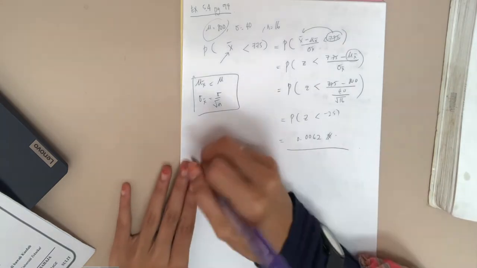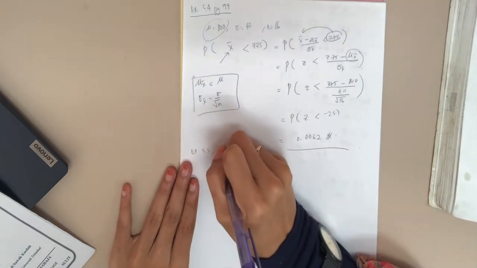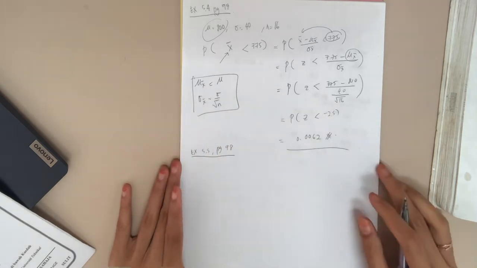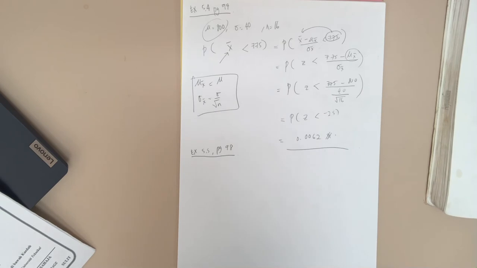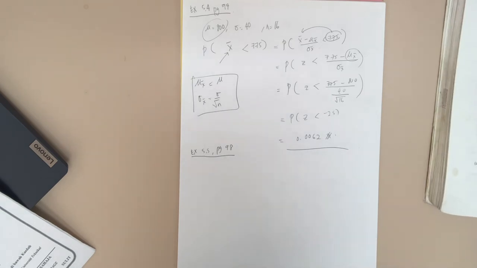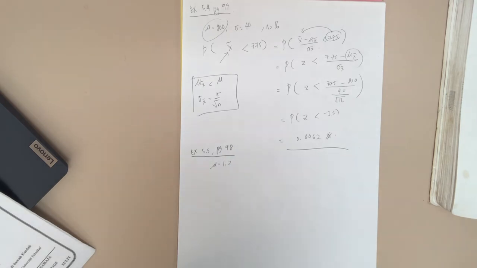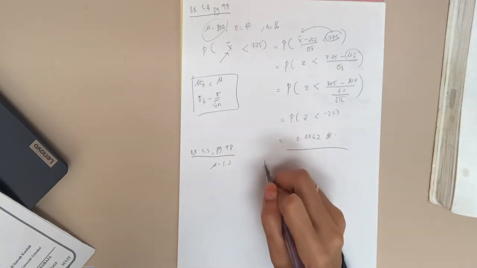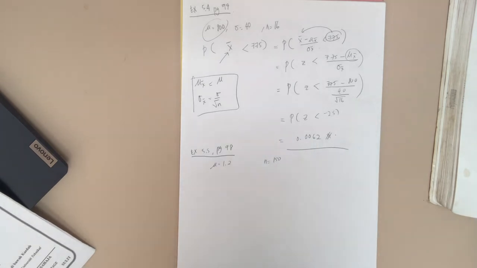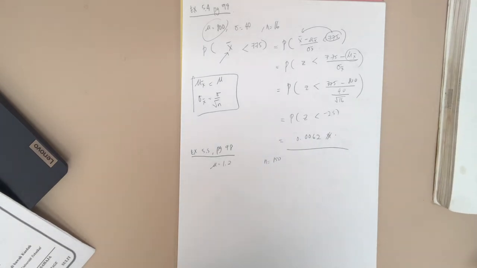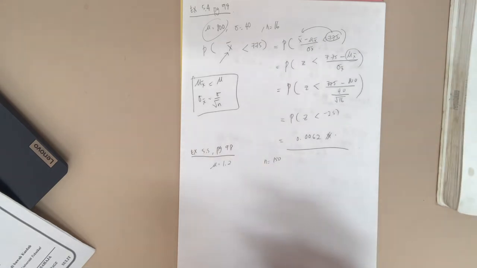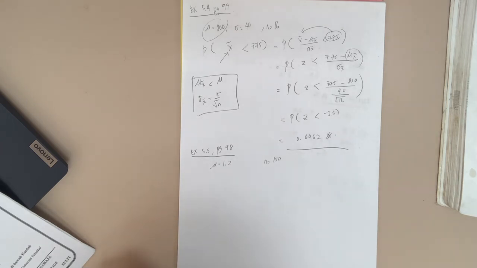Example 5.5, page 98. So the question here is, from a study, it is known that the mean grams of hydrocarbons emitted by automobiles per mile is 1.2 grams. If a random sample of 150, so this 150 is your n. What is the population standard deviation so that the probability? This question is a twist. The question asks you to find the standard deviation. It's reversed. It's not asking you to find the probability, it asks you to find the standard deviation.